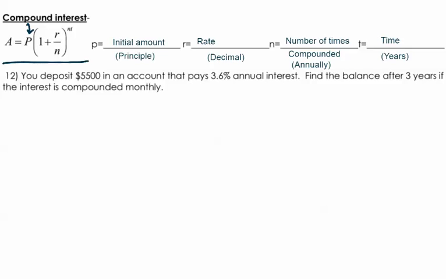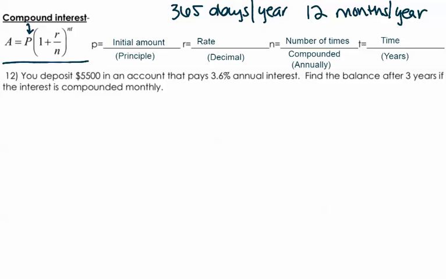Some things to understand about the number of times compounded annually: you might want to know that there are 365 days per year. This is just information that maybe you don't know. There are 12 months per year. There are 52 weeks in a year. That's just information that we're going to assume that you know. So if the interest is compounded weekly, you have to know that there are 52 weeks in the year and that your n is 52.